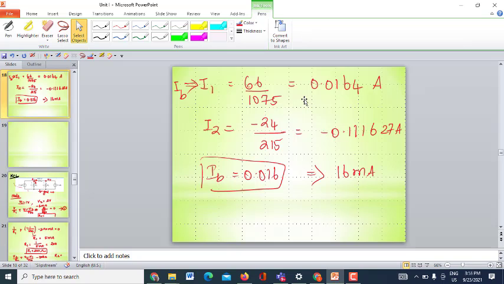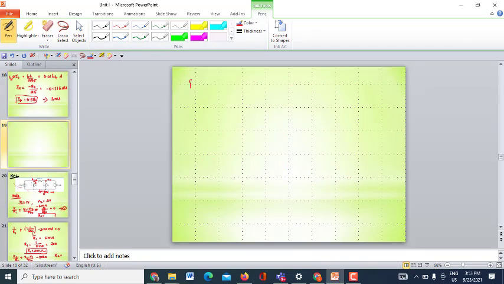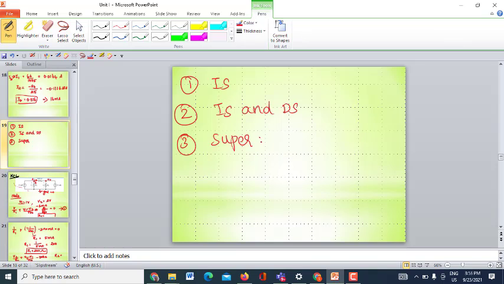You have one more category of circuits, the third category. We have seen, first, circuits with independent sources in both nodal and mesh analysis. Next is circuits with independent and dependent sources. And the third category is super mesh and super node. I'll tell you what that is.